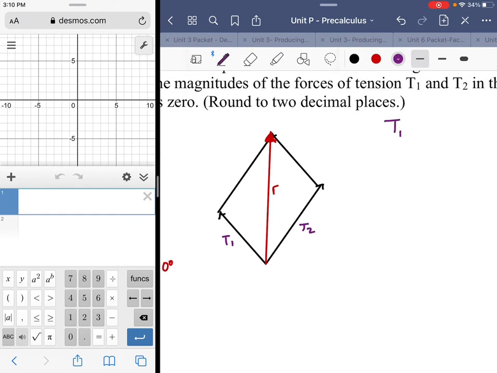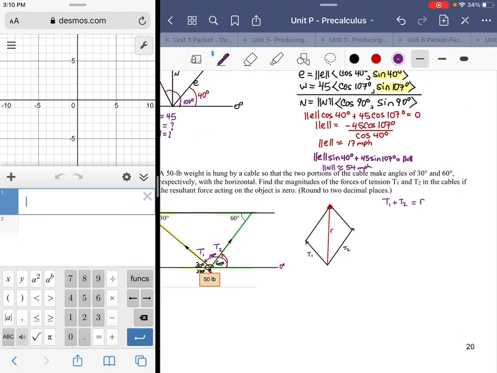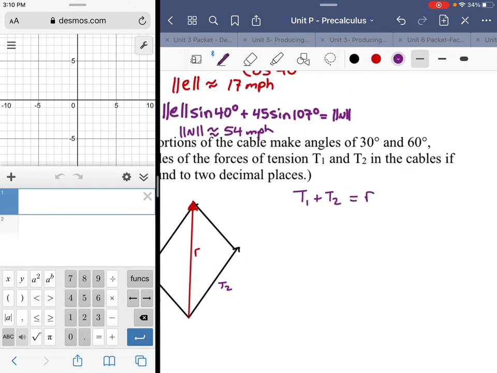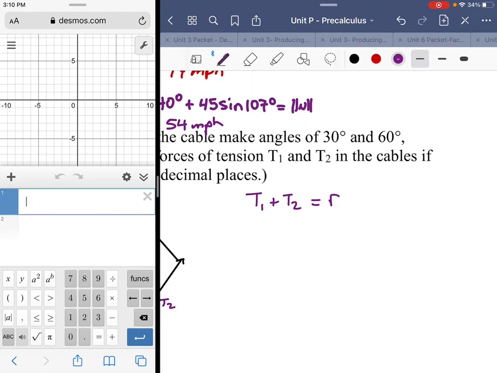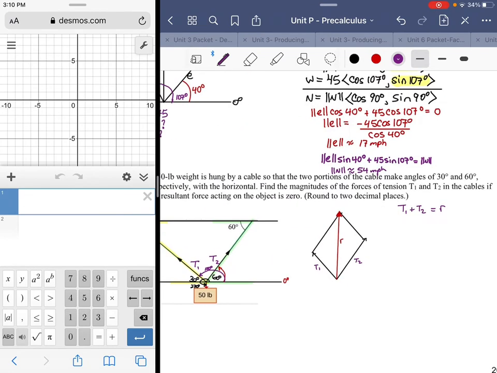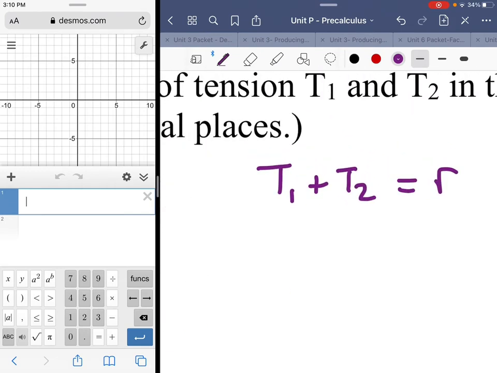Now, how do we get that? Well, we have T1 and T2. The sum of T1 and T2 will give the resultant. Now, we don't know either of those values. That's part of the fun. So we'll figure those out. But we do know one of them creates a 30-degree angle with the horizontal and the other 60. T1, that 30-degree angle gives us 150 degrees, so we'll keep that in mind. And the T2 has a 60-degree angle.